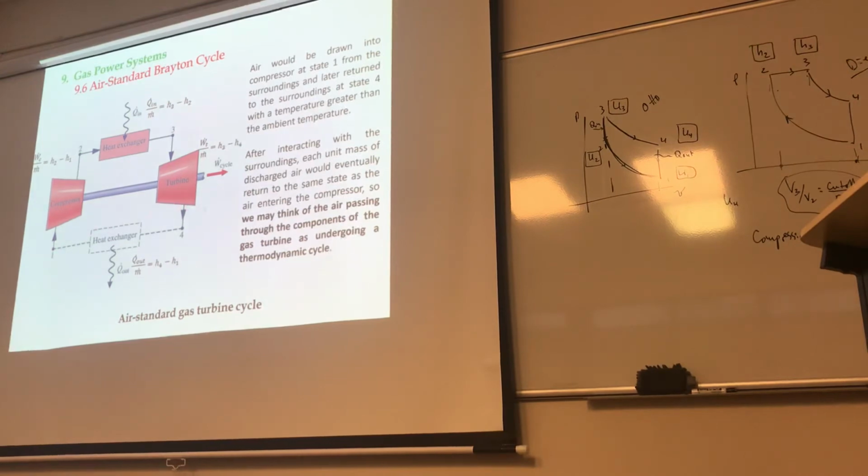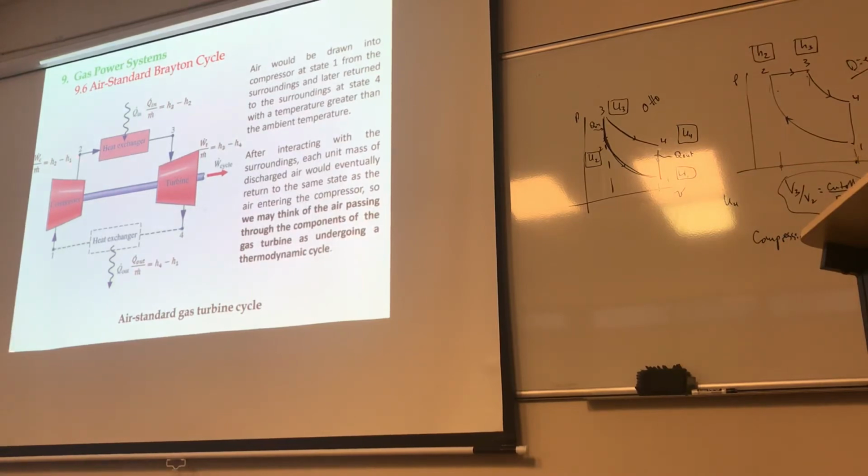So you could think that, even though this is kind of new air that's being brought in here, you could assume that it is this air that actually continued on after losing some of that heat. So we may think of the air passing through the components of the gas turbine as undergoing a thermodynamic cycle. Because when we do this, what are the values we need to analyze the cycle? The h values, just like the vapor power stuff. In fact, it's even easier because everything is temperature dependent. You don't need to dance around with many tables, okay?